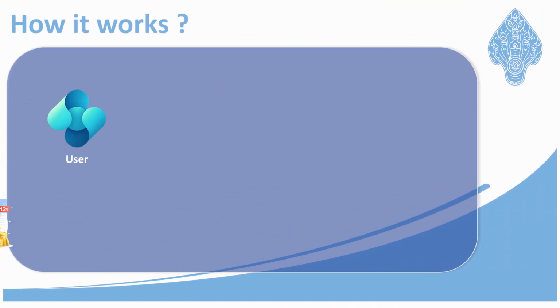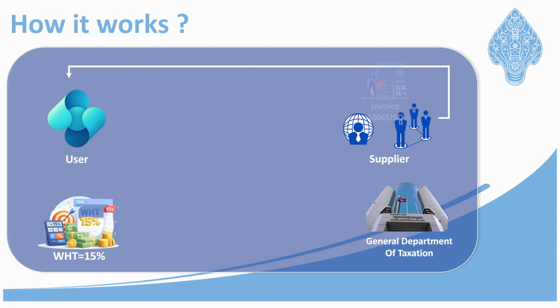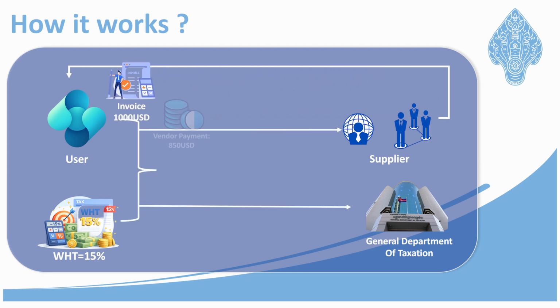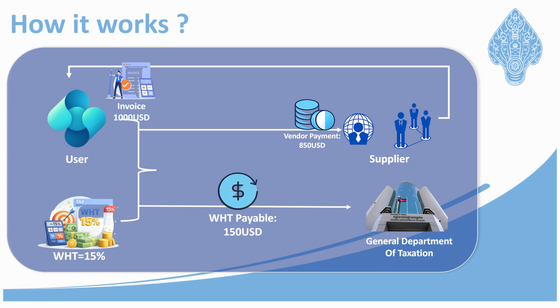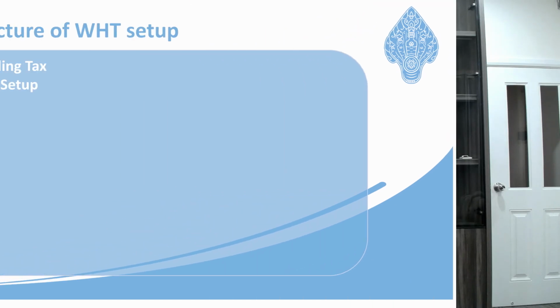We have the Business Central user. We have the withholding tax 15%. We have the supplier. We have the General Department of Taxation. Let's say the supplier sent us the invoice with amount 1,000 US dollars. And then we pay the supplier only $850. And the remaining $150 we will pay to the General Department of Taxation based on the deadline. So this is the whole picture of the withholding tax setup.